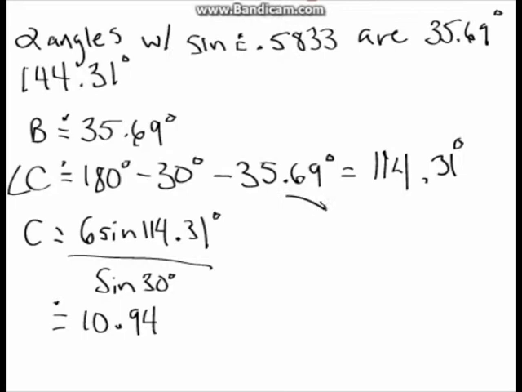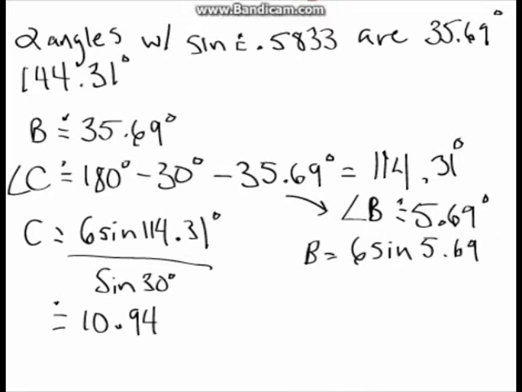Next, we calculate the other angle value, which would be the angle of b. Calculating this in the same way as angle c, the value will be approximately 5.69 degrees. When we put this into the b formula, it would be 6 times sine of 5.69 degrees over sine of 30 degrees. This is equal to approximately 1.19. Therefore, our two answers would be 10.94 and 1.19.